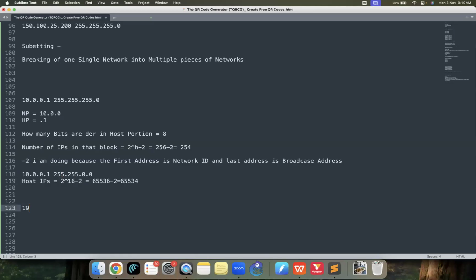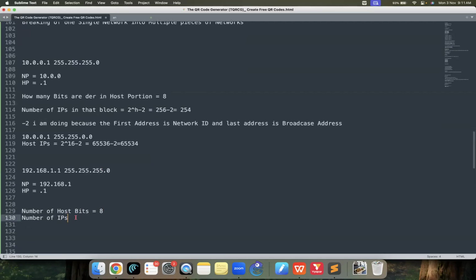Let me give one more example. 192.168.1.1 with subnet mask 255.255.255.0. In this, tell me the network portion, host portion, and number of IPs. Network portion is 192.168.1. Host portion is .1. Number of host bits is 8. Number of IPs? 2 to the power of 8 minus 2, which is 254.